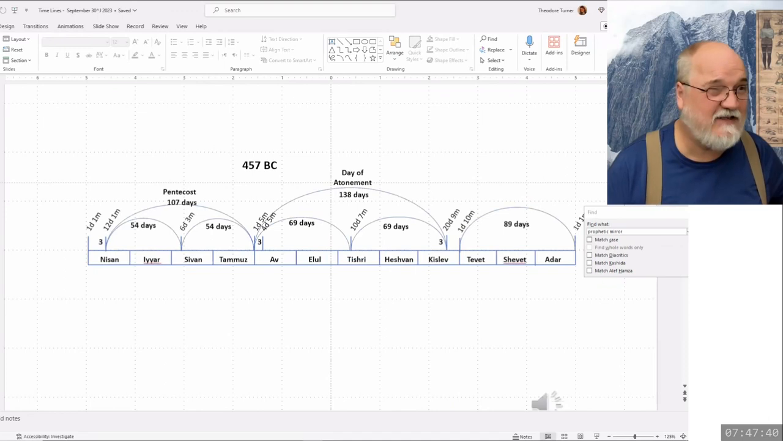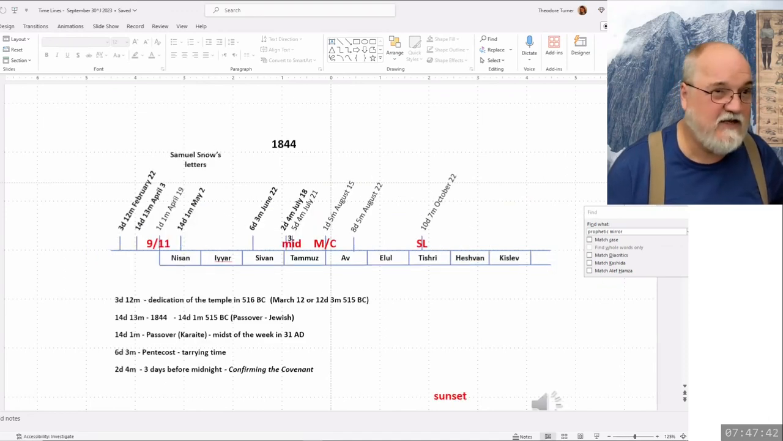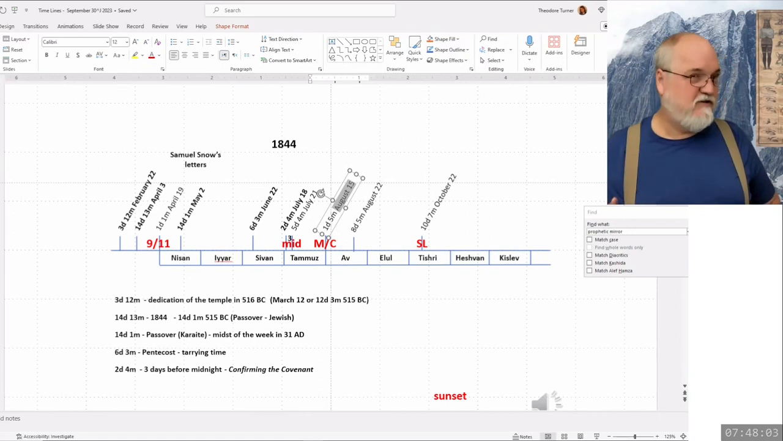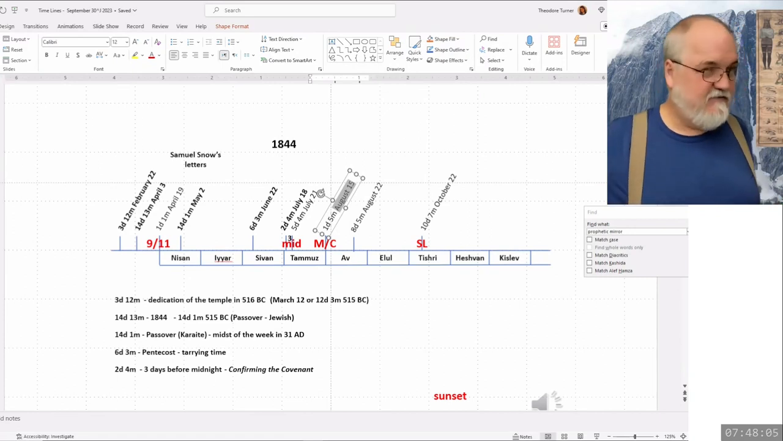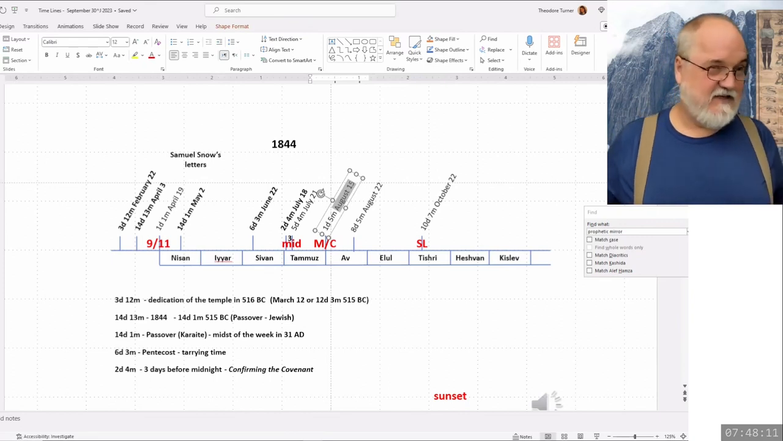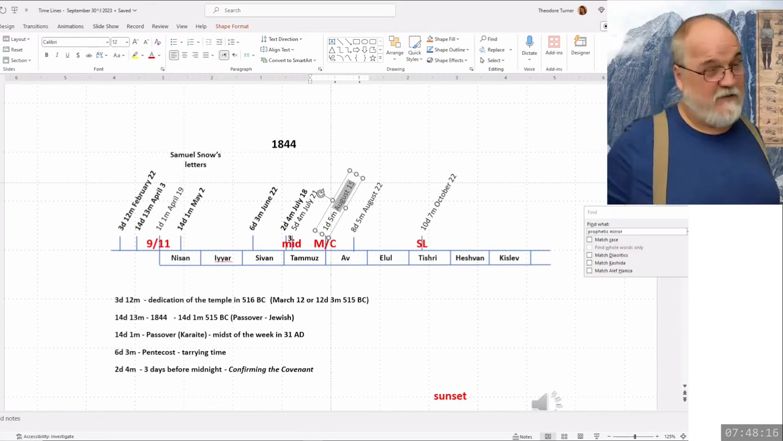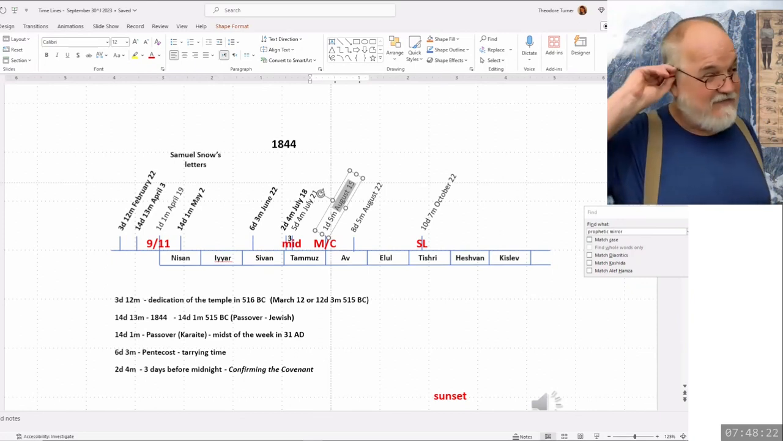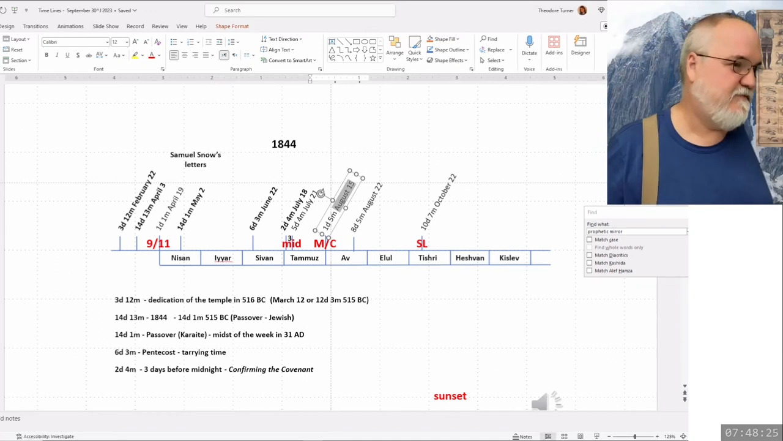Okay, so one of the significant dates in Millerite history, of course, is the Midnight Cry, August 15th, right? That's a symbol of the 15th day of the eighth month. Correct? So we can see that there's this correlation between this counterfeit Day of Atonement in 977 BC and this August 15th date. That is, there's something that is true, that's from God, and it's counterfeited by this 15th day of the eighth month. Okay?